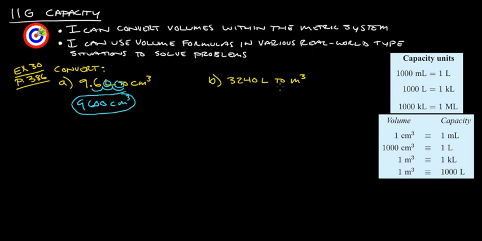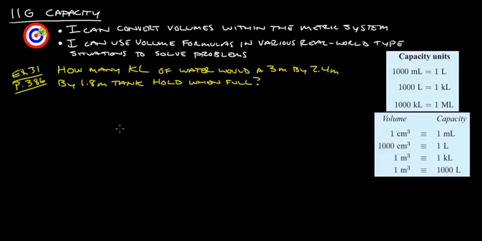And then liters to meters cubed. Here's liters, here's meters cubed. So again, we're moving from something big to something smaller, so we have to move the decimal to the left 1, 2, 3 spots, because there's 3 zeros there. So it's 3.24 meters cubed, which is the same thing as 3,240 liters.